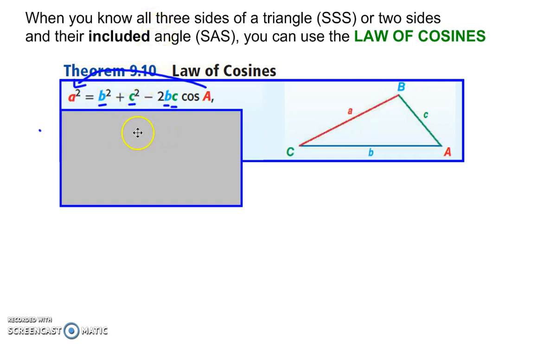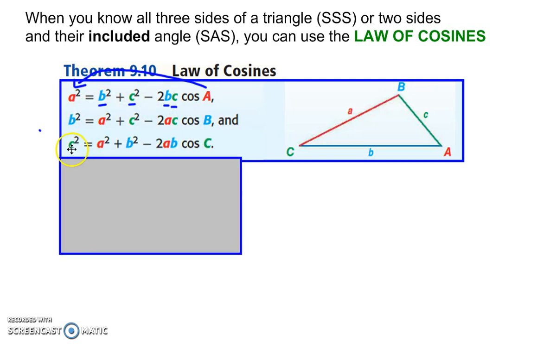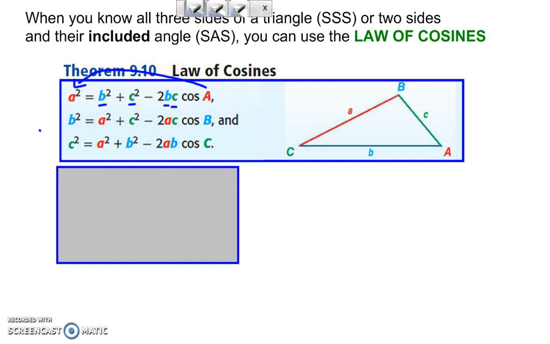Okay, the others follow the same pattern. So if you start with b, b squared equals a squared plus c squared minus 2ac, these two again, and then cosine of what we started out with, cosine B. And the third one, you would guess it, c squared equals a squared plus b squared minus 2ab cosine C. All right, let that sink in a little bit. Copy that down to your notes, and then we will look at a problem.